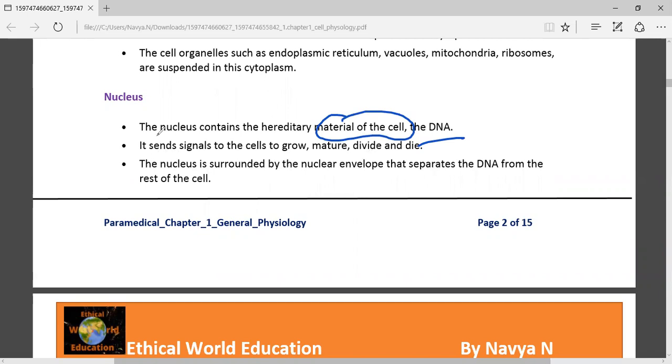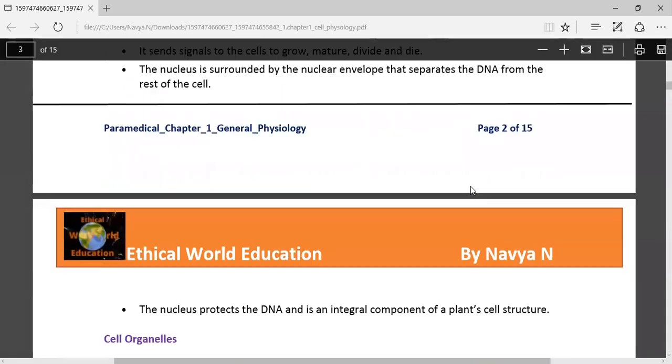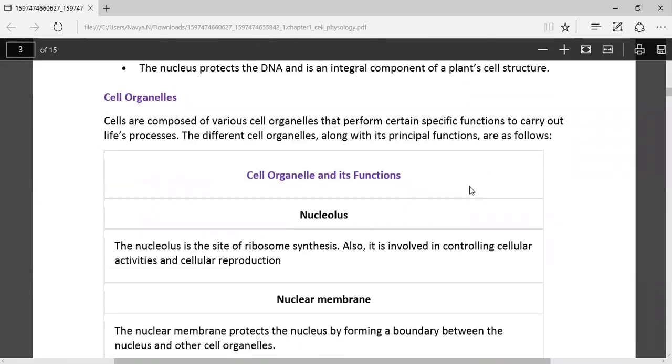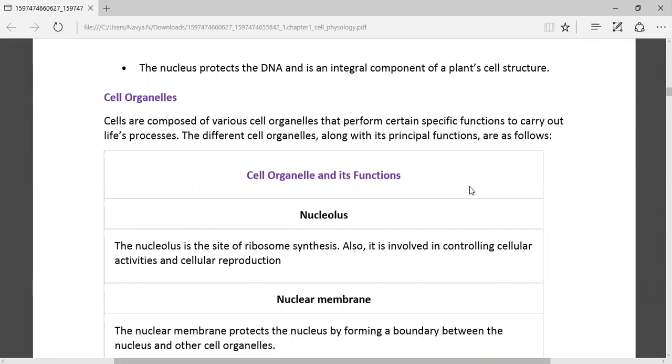And the main function is that it sends the signals to the cell, and that will grow, that will mature, and that will divide, and that will die. So first it sends the signal, and it goes on the process. And this nucleus is surrounded by the nucleolus and envelope that separates the DNA from the rest of the cell. So this is how the nucleus function will happen. And also the nucleus protects the DNA and is an integral component of the plant cell structure.